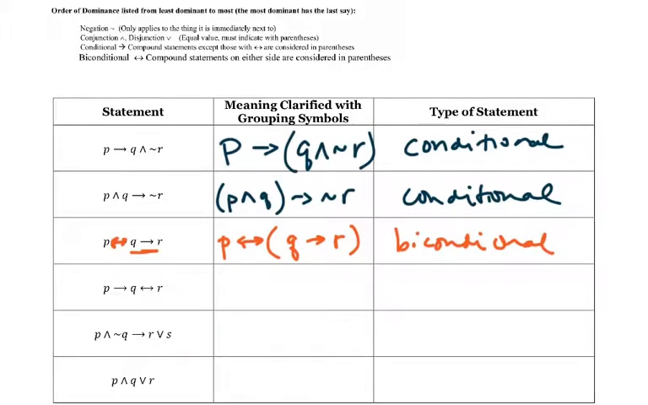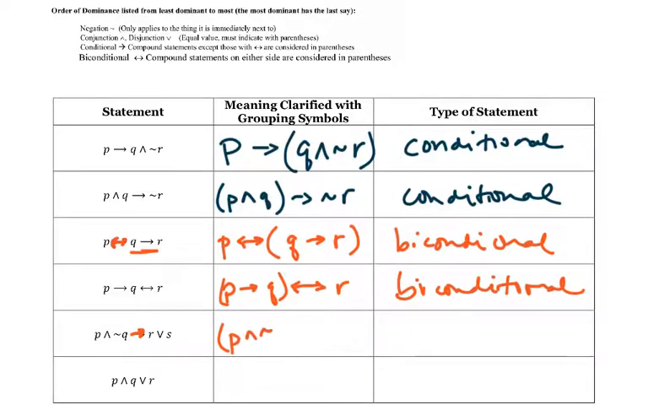Okay, same thing with this next one. The biconditional is our most dominant. So we'd have if P, then Q, if and only if R. And this is a biconditional. Okay, so the most powerful connective is the one that determines these statements. This next one, the most dominant connective is that conditional. So we put that conjunction and the disjunction in parentheses to make this more clear.